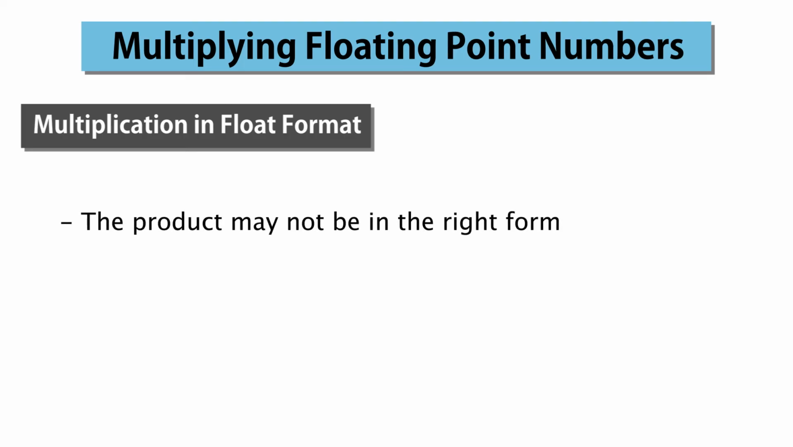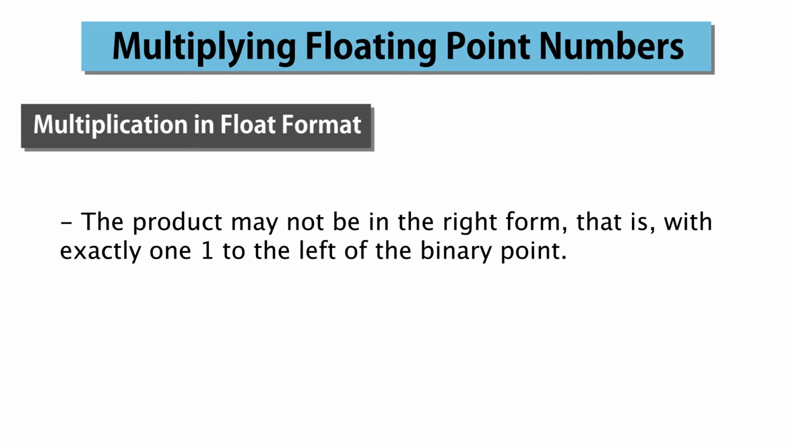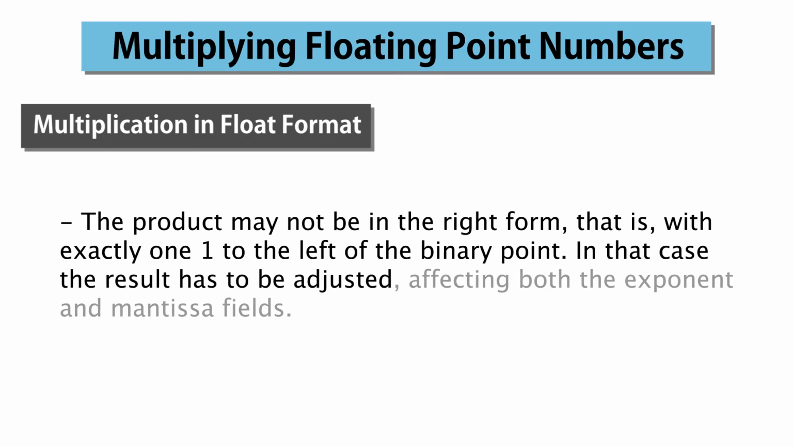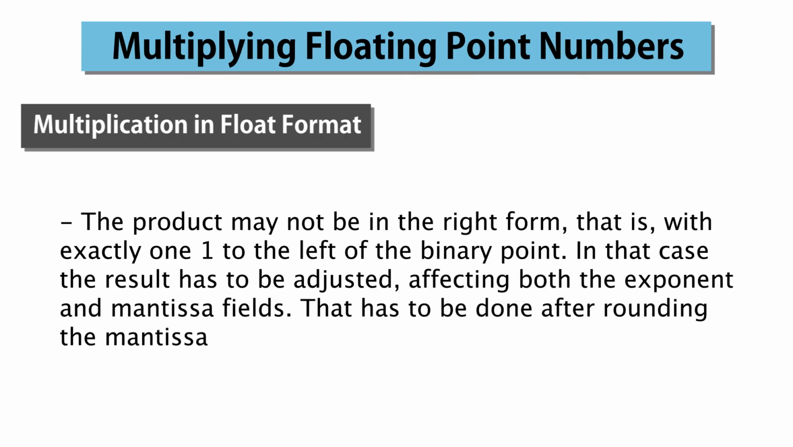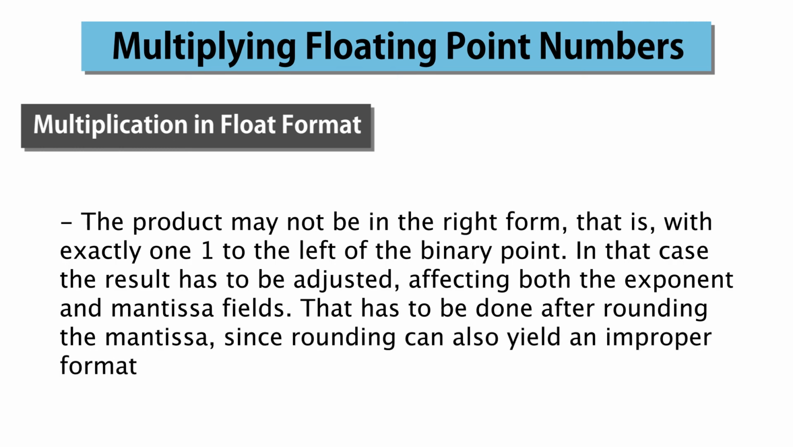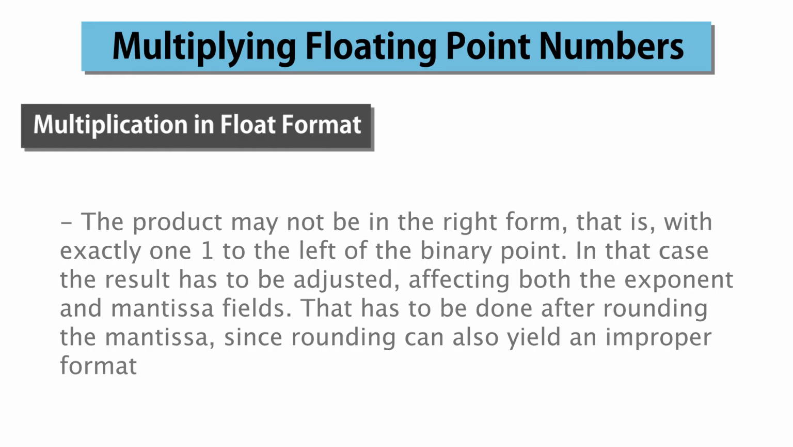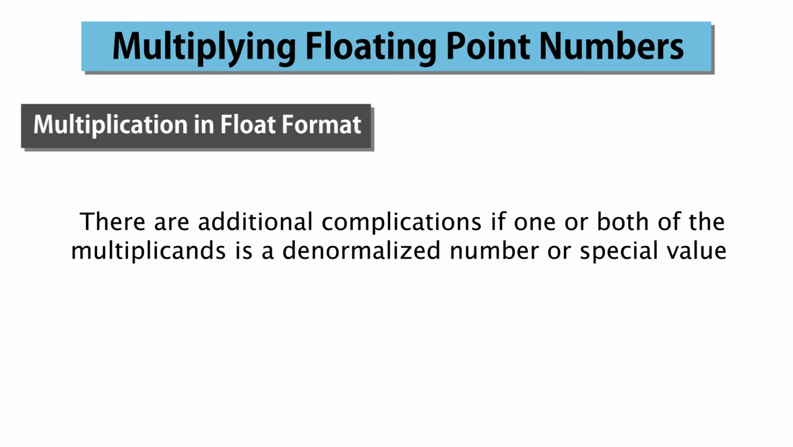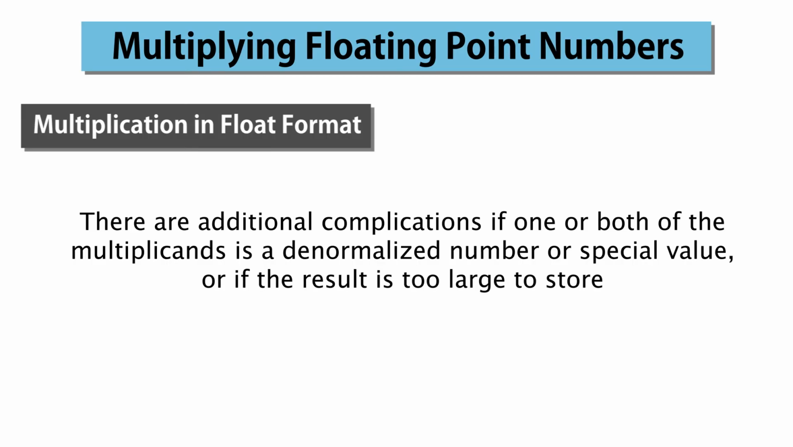Finally, the product may not be in the right form, that is, with exactly 1 one to the left of the binary point. In that case, the result has to be adjusted, affecting both the exponent and mantissa fields. That has to be done after rounding the mantissa, since rounding can also yield an improper format. Sounds pretty complicated, doesn't it? And we've been looking at the easy case, multiplication of two normalized floats. There are additional complications if one or both of the multiplicands is a denormalized number or special value, or if the result is too large to store. The hardware must deal with these corner cases also.